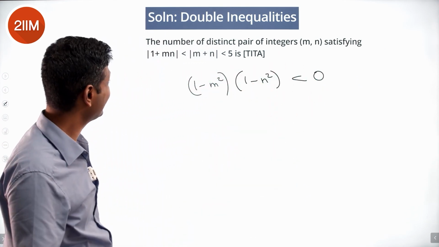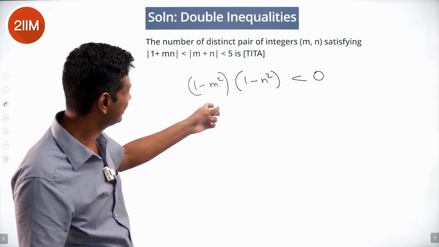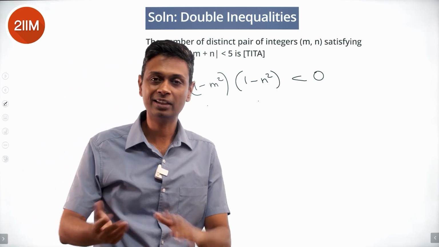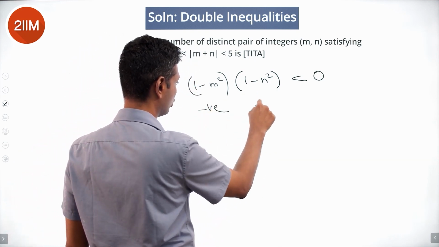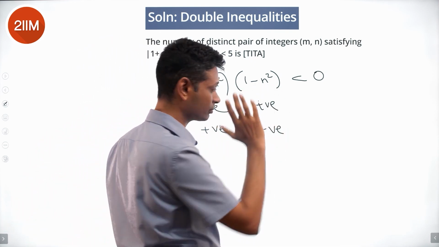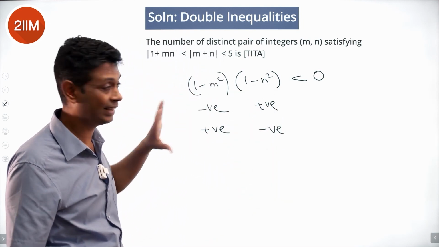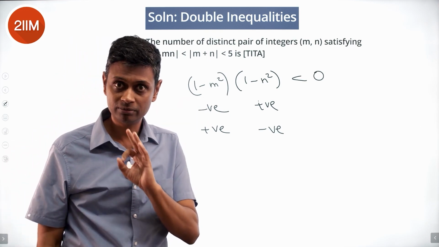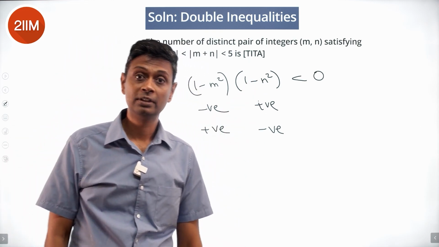Nice. We're looking at distinct pair of integers. Product of two numbers is less than 0. Either this is negative and this is positive, or this is positive and this is negative. The beauty of this is 1 minus m square is negative. That is reasonable. Lots of numbers. 1 minus n square is positive.